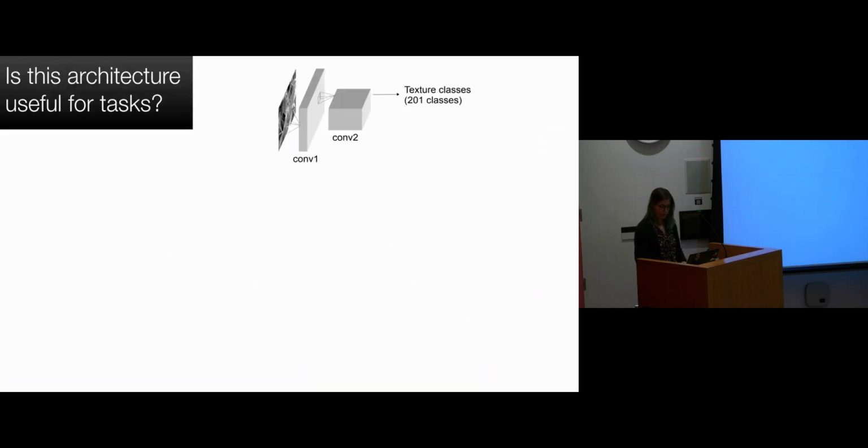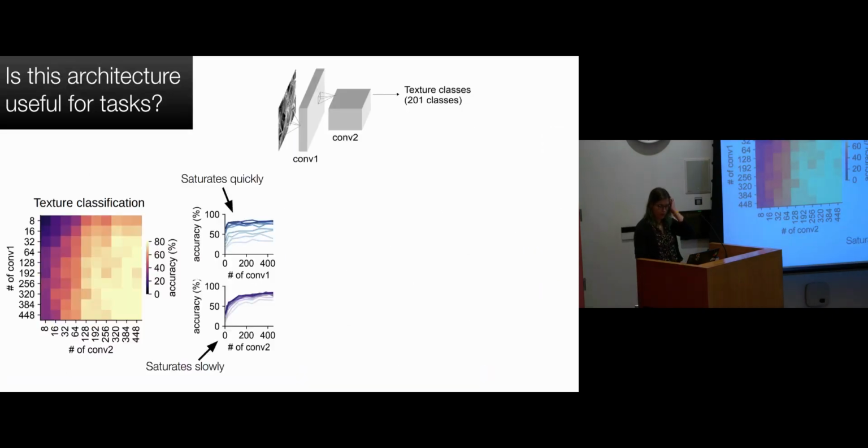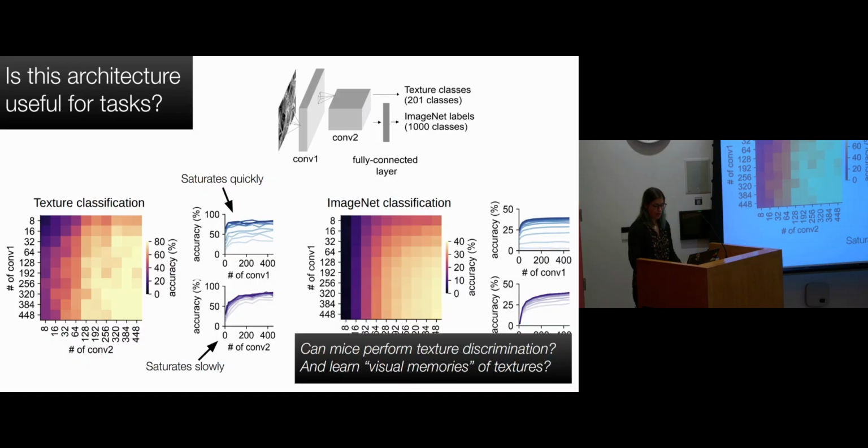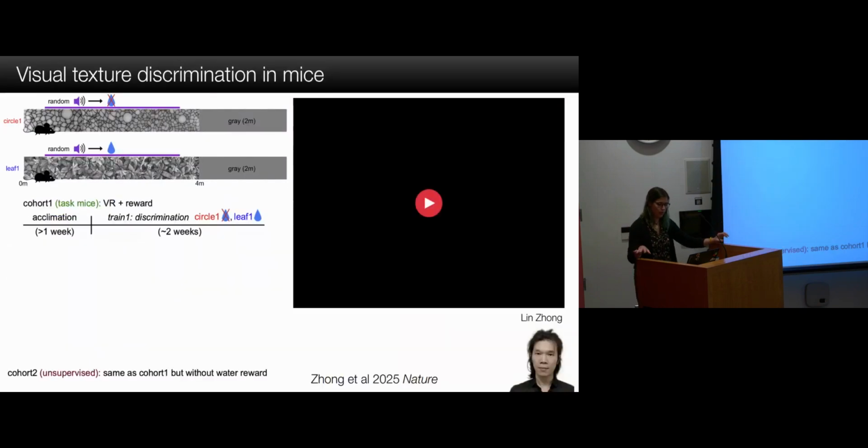Okay, I'm going to skip over this in the interest of time, but you can train these models and look at dependencies of comp1 and comp2 with respect to tasks. And so the next thing we did was, now I've told you a lot about what we think the architecture of these V1 neurons is, a simplified model of them. Now we want to ask, can the mice perform texture discrimination? And also we're thinking about how they might learn visual memories of places they've been, like these textures. So I'll tell you really briefly about that, and then I'll have Audica take over.